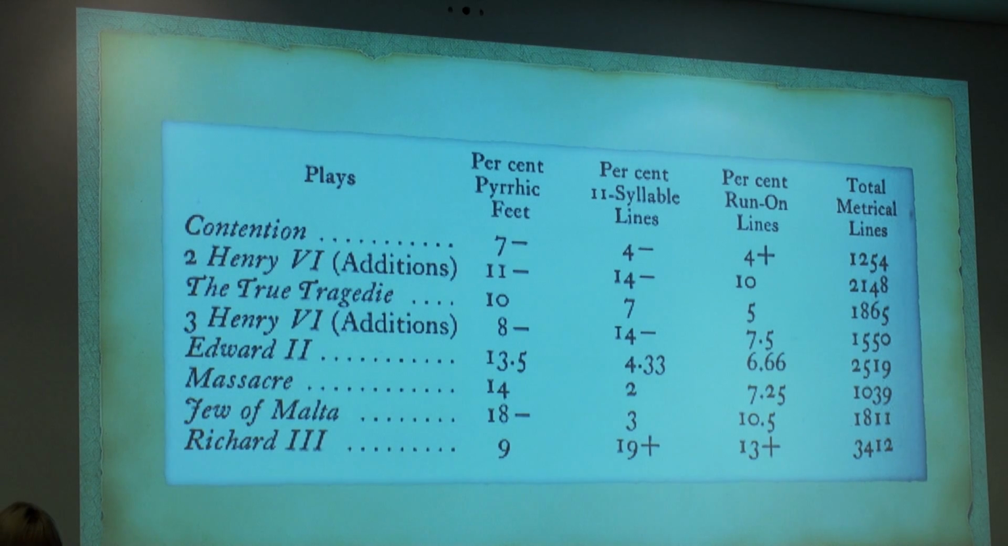So, one of the ways scholars have tried to work out Marlowe's contribution to the Henry VI plays, and indeed to work out if there was one, is through finding measurable aspects of the writer's style. Here's a very early version of a basic stylometric table from Volume 2 of Bakeless's 1942 book on Marlowe.